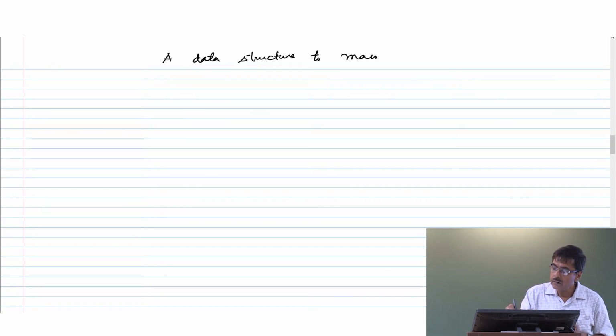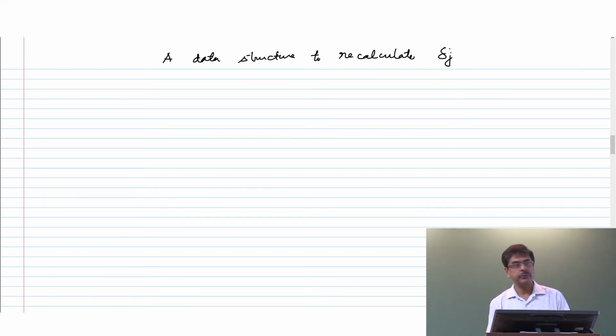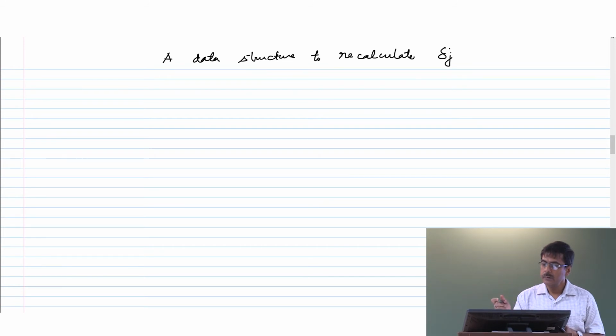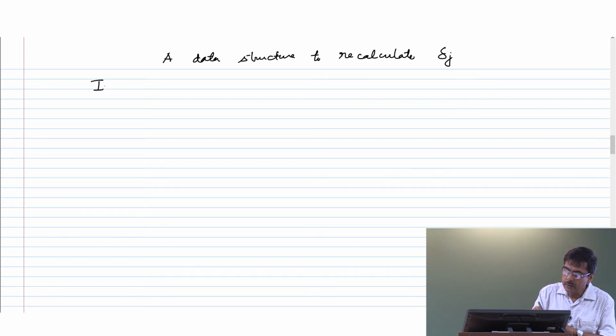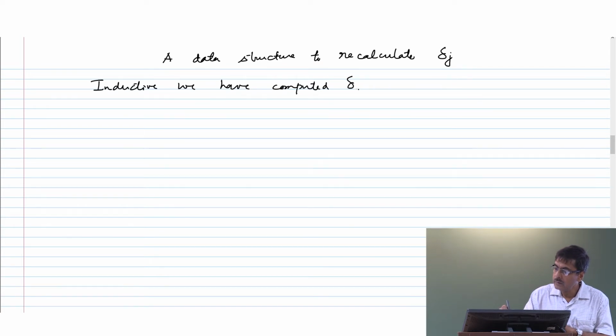Okay. So now I want to discuss a data structure to maintain or recalculate, I would say. We want to keep track of this number, because if it doesn't change, we don't have to do any work. Okay? And for that, let's do the following. Inductively, we have computed delta j. So, let's put it, delta j plus 1.